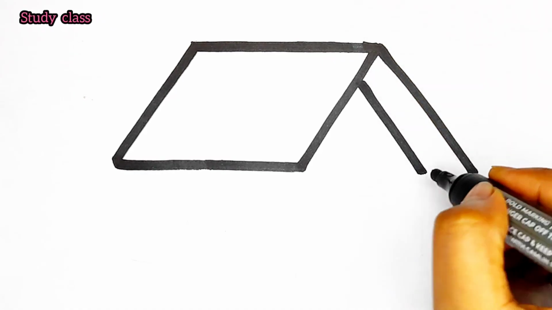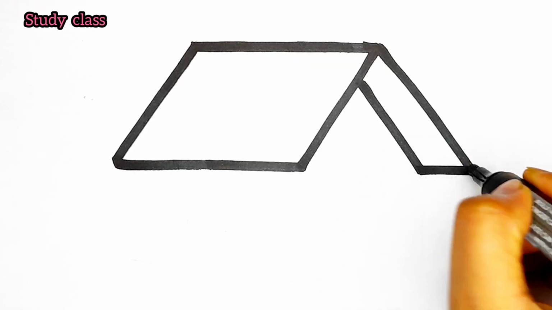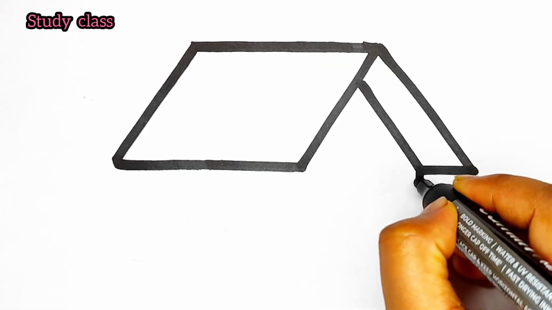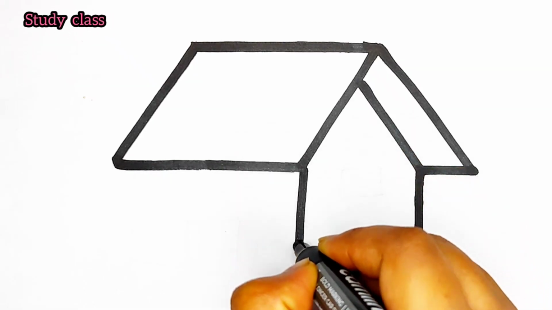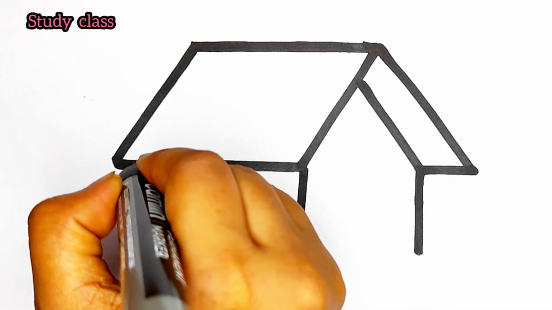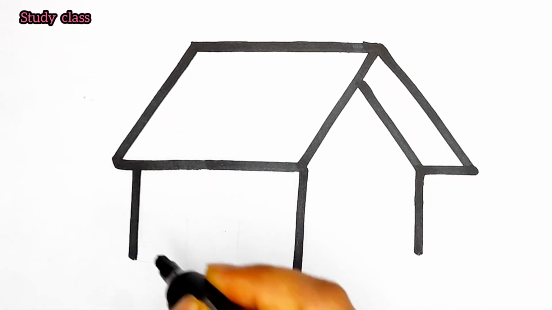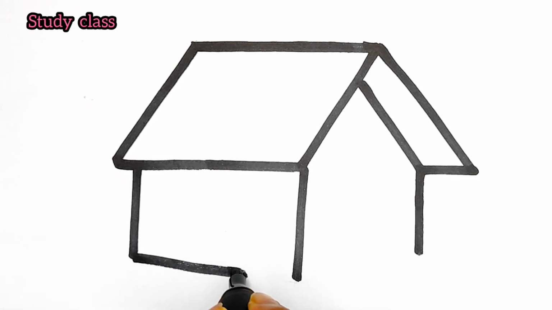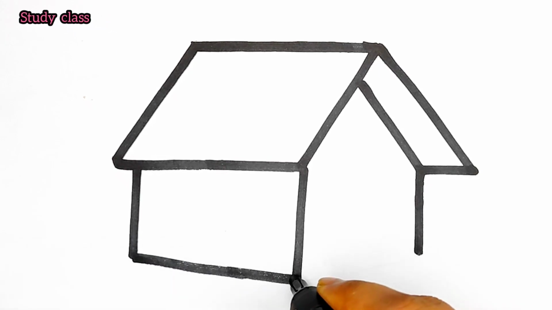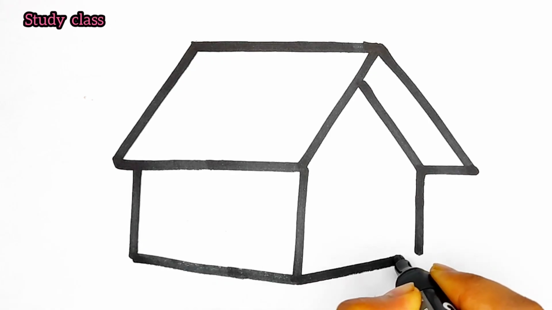Here, our roof drawing is completed. Now we draw two straight lines parallelly. And this is the wall of the house. Then we join two straight lines. And parallelly, we draw a big straight line.